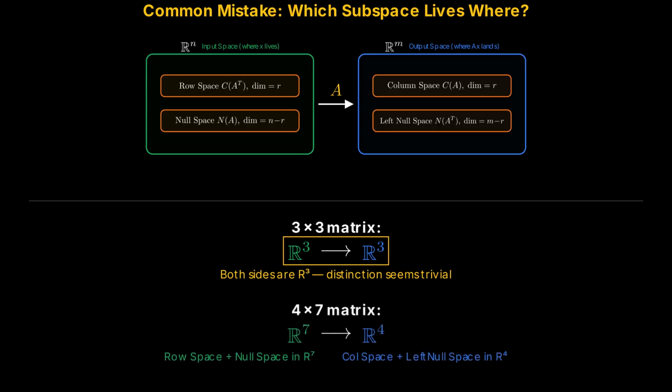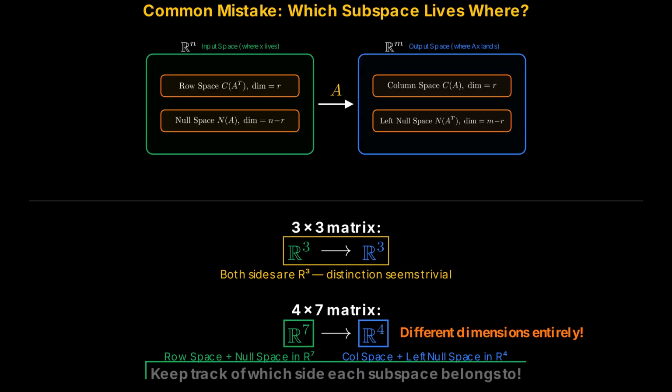For instance, a 4 by 7 matrix maps from R7 to R4. The row space and the null space live in R7 on the input side, while the column space and the left null space live in R4 on the output side. Keeping track of which side each subspace belongs to is essential for avoiding confusion.